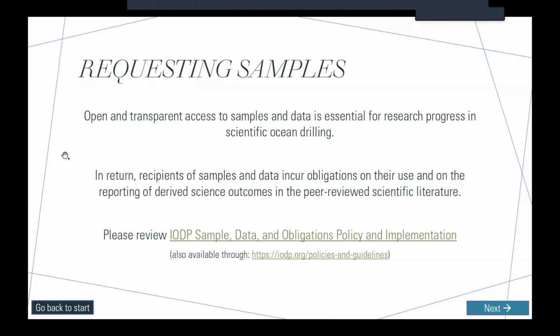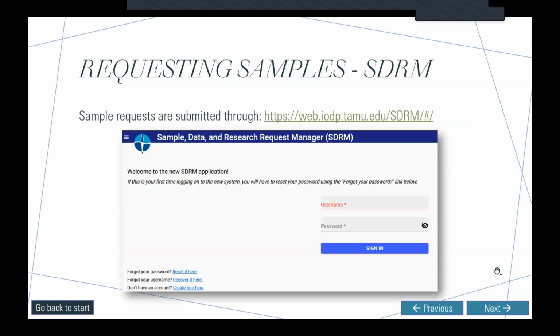For requesting samples, everything is meant to be accessible to the scientific community. That's why it's there. In return, when you get samples, you incur certain obligations to publish your research. And I've left a link here to the IODP sample data and obligations policy. We've got a pretty brand new, not absolutely brand new, but fairly new portal for that now, the Sample Data and Research Request Manager, SDRM.